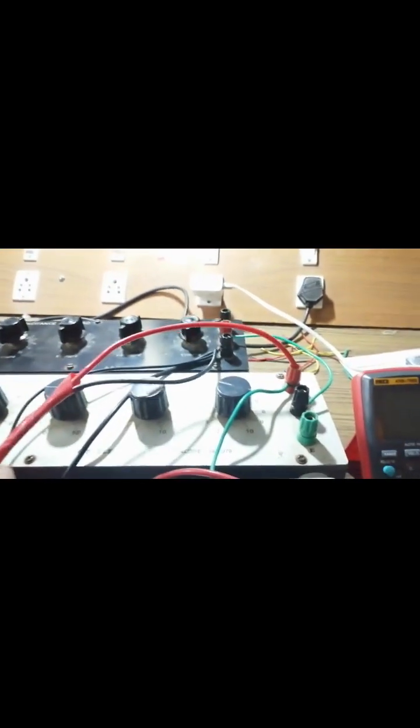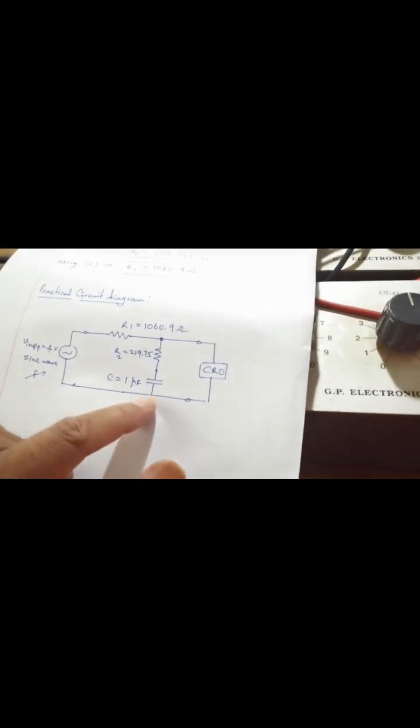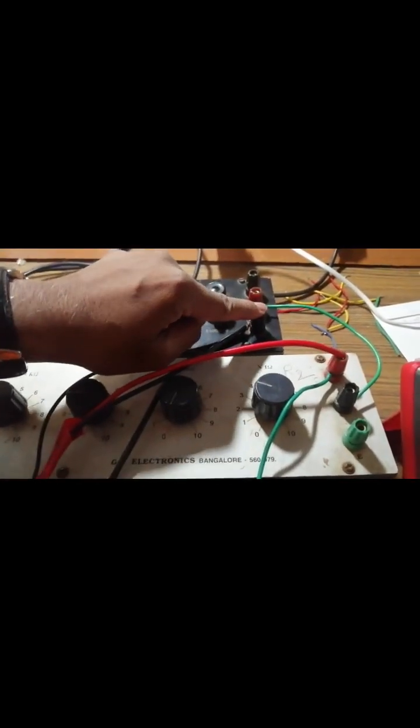So that is, according to the circuit diagram, CRO should be connected across R2 and C. In fact, this is the junction where R1 and R2 are meeting, and this is nothing but your reference point. So the positive point of your CRO goes to the junction where R1 and R2 are meeting, and the negative point, obviously, goes to the reference point where your capacitor terminal is connected. So let's see how the output is.